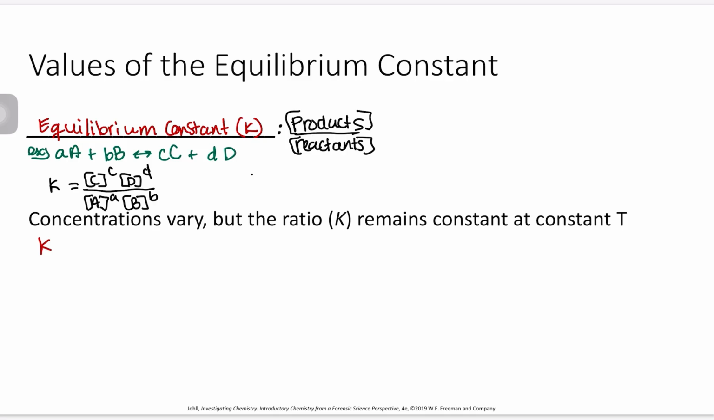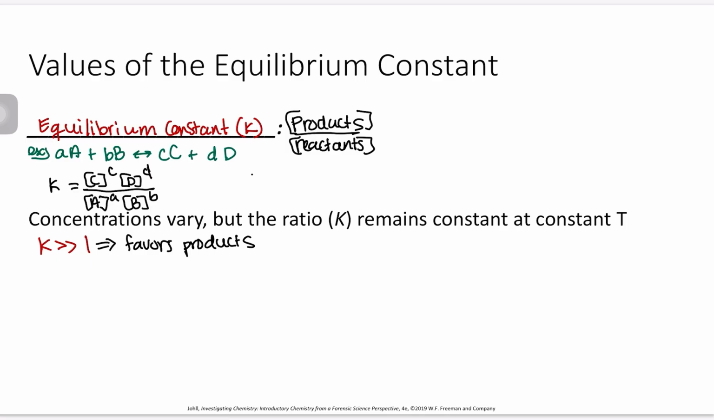Now, when K is really, really big, so it's much greater than 1, the only way we can get a really big number is if the number on top is much bigger than the number on the bottom. And remember, the number on top is talking about the products. So K is much bigger than 1 means that there has to be a lot more products in the equilibrium. So this means the equilibrium is going to favor the product.